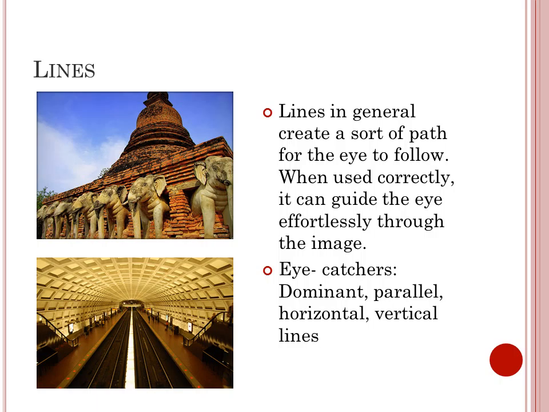Lines. Lines in general create a sort of path for the eye to follow. Since you read a photograph from left to right, it can help guide the eye effortlessly through the image. It can be any continuous set of lines: parallel, horizontal, vertical. As you can see from the first image on this slide, the lines from the architecture guide you from the first statue all the way to the end.